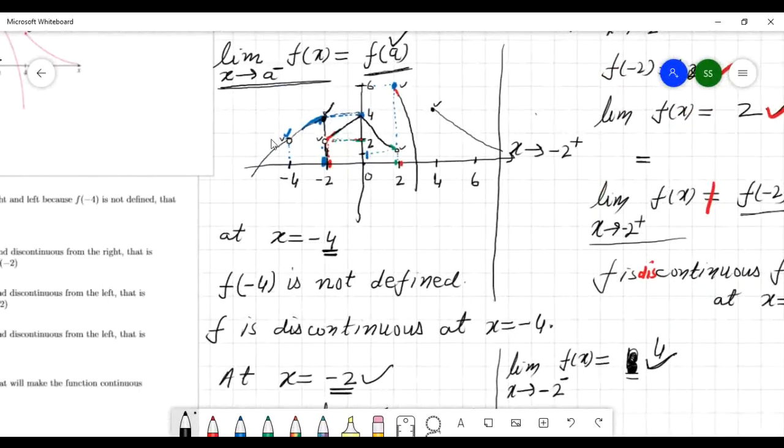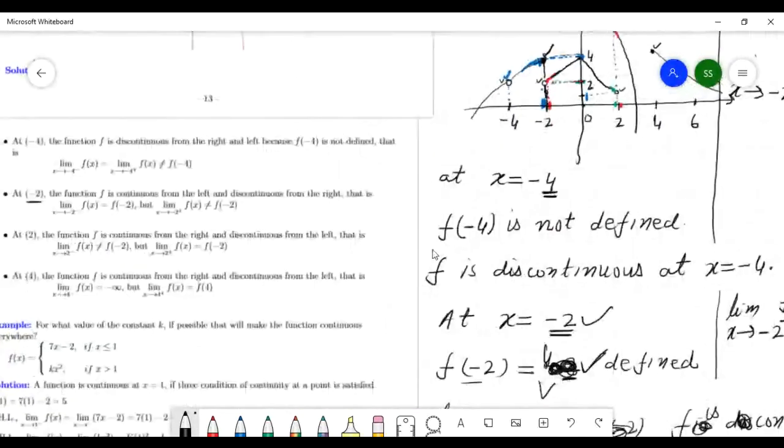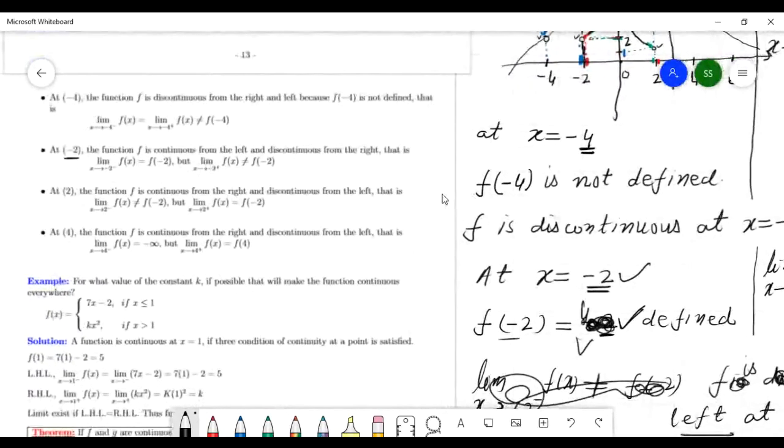So here you can say at number 2, it is continuous from the right. This is not minus 2; we are checking at this number 2, meaning plus 2. Okay, now check at 4.